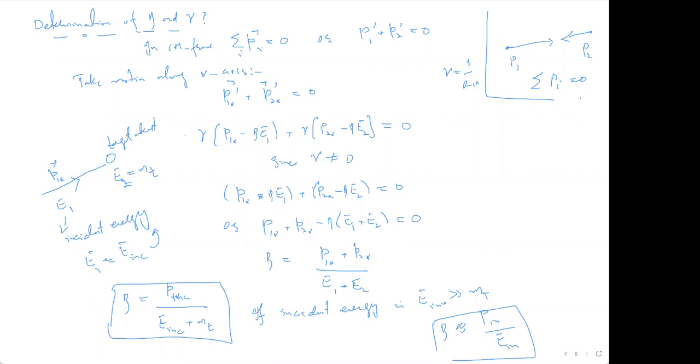Once you obtain beta, you can find out gamma. Gamma is 1 by under root of 1 minus beta square. So gamma is equal to 1 divided by under root of 1 minus (P incident divided by E incident) whole square. So this is all about the transformation equations of energy and momentum for the particles being produced in the lab frame and the center of mass frame.